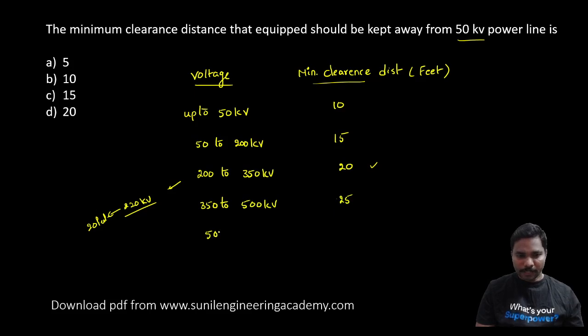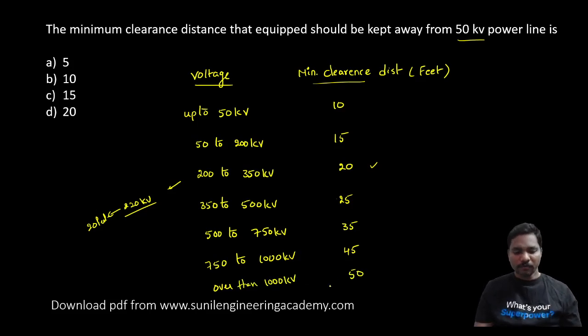Greater than 500, or 500 to 750 kilovolts, it is 35. 750 to 1000, generally we go with 765, so the minimum required is 45 feet. Over 1000 kilovolts, at least 50 feet is required.